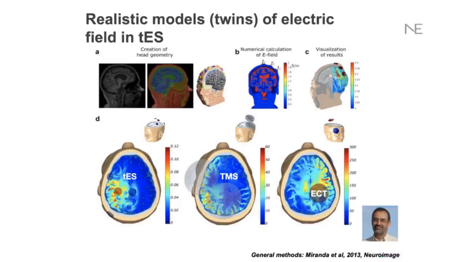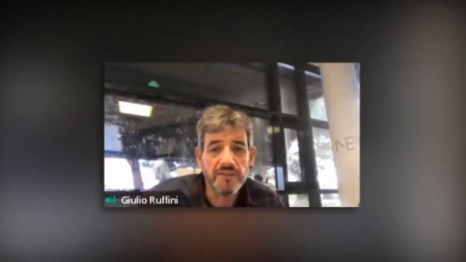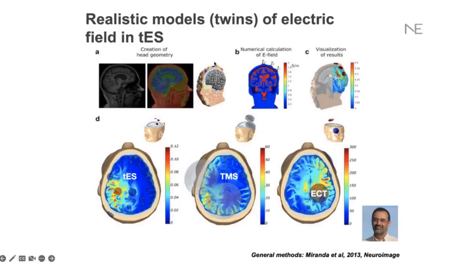I guess everybody knows about the physics of modeling the macroscale electric field in the human brain using MRI data. This is something that we have now pretty much under control, I think, together with many others in the field.